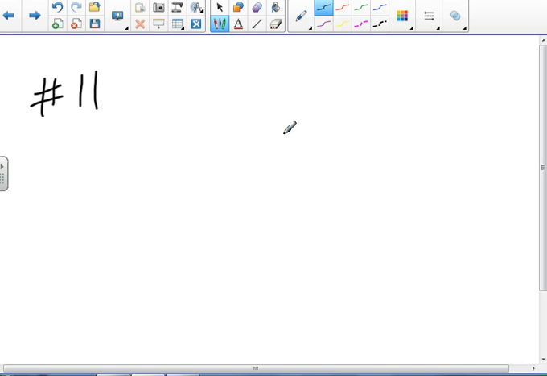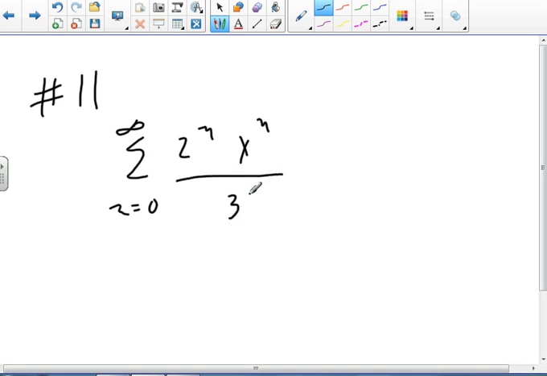Okay, so we got summation n 0 to infinity, 2 to the n, x to the n, 3 to the n. Okay, my guess is I can go out all the way out to 3 over 2, right? Because if I go out to 3 over 2, then I'm adding a 1. So I couldn't do that. It's going to have to be less than 3 over 2 is what I'm thinking about.